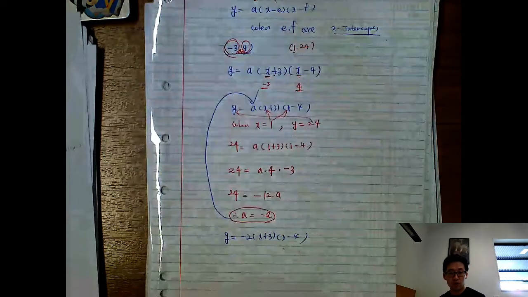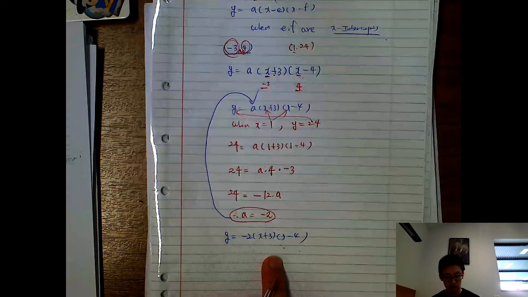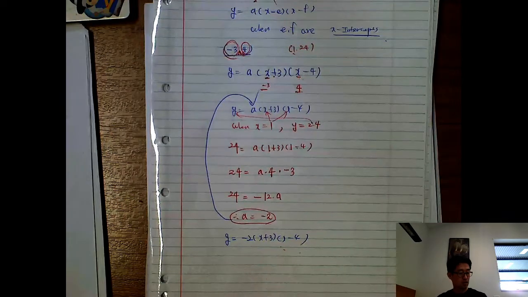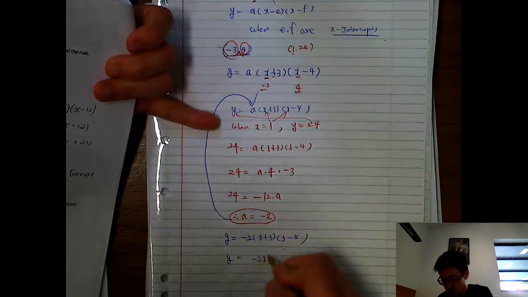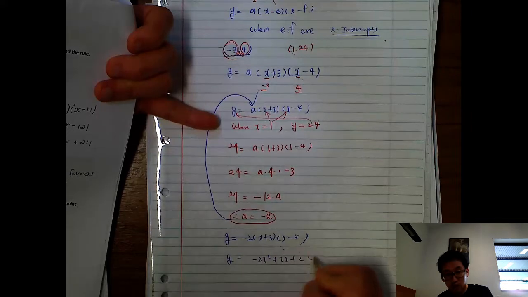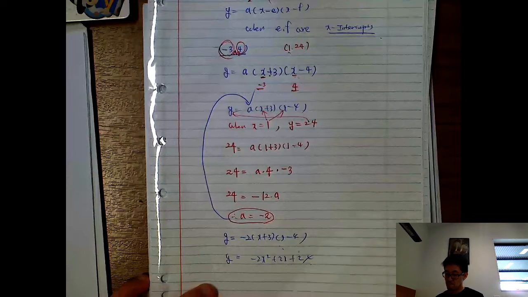Polynomial form, you can expand it. I'm not going to go there. Let's check the solution. Correct. If you expand it, you will get minus 2x squared plus 2x plus 24. Okay, everything's all right? I think it's pretty simple enough.